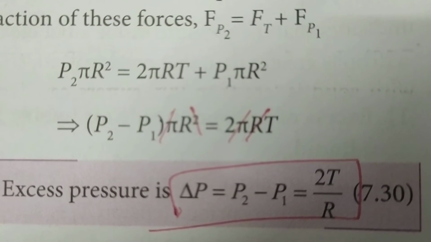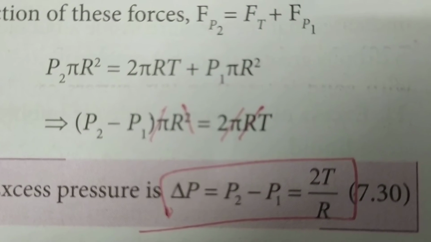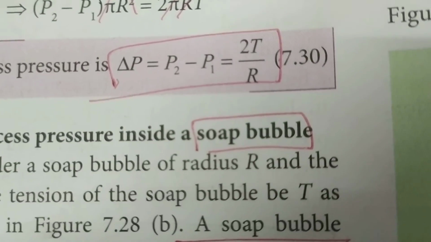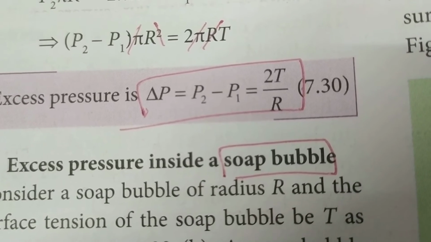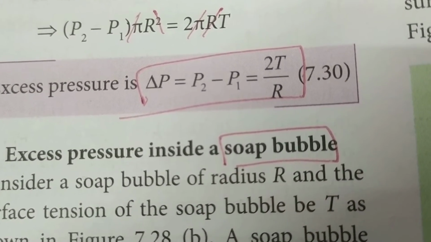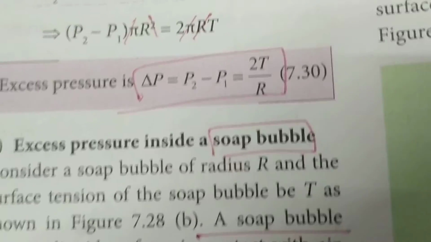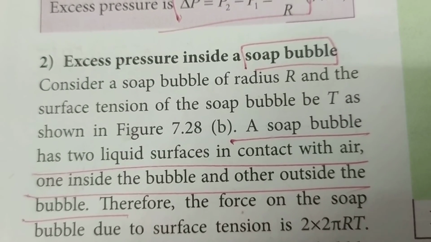So here when you take P2 minus P1 pi r square is equal to 2 pi rT, and the common terms getting cancelled, you will get delta P is equal to P2 minus P1, which is given by 2T by R. So here the excess pressure is equal to 2T by R, where T is surface tension and R is the radius of curvature. And next we are going to see the excess pressure inside the soap bubble.